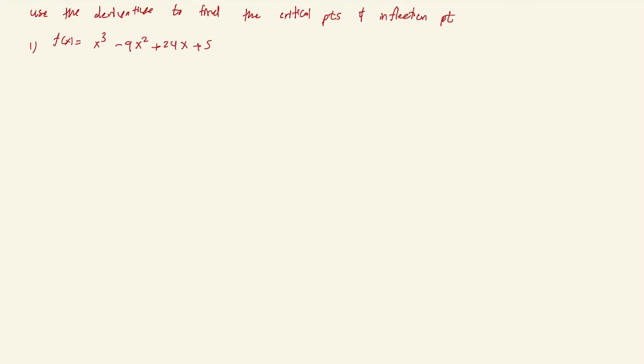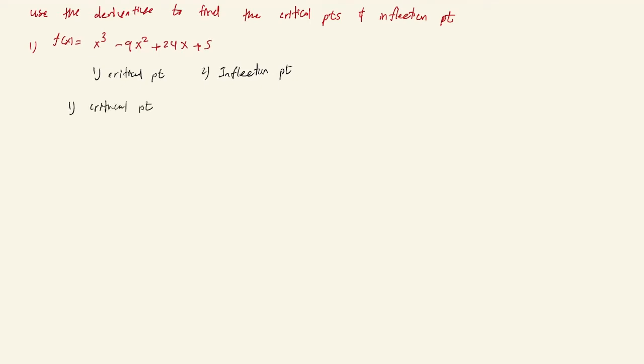Here, use the derivative to find the critical points and the inflection points. The first function is x cubed minus 9x squared plus 24x plus 5. So first, we need to find the critical points, and then second, we need to find the inflection point or points. So first, we will find the critical points.